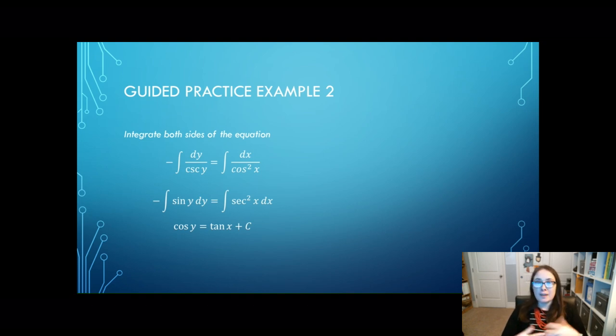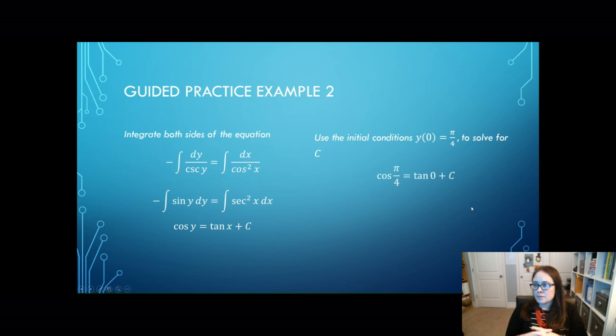With this problem, though, I can take it a step further because I was given those initial conditions. So what I'm going to do is take those initial conditions and plug them into this equation. And so this is telling me y of 0 is pi over 4. So that means that y is pi over 4 and x is 0. So I'm going to plug that in to my solution. So cosine of pi over 4 equals tangent 0 plus c.